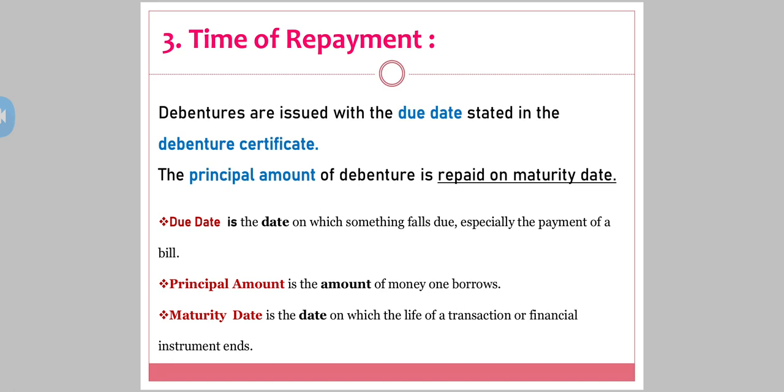And the maturity date is the date on which the life of a transaction or financial instrument ends. The due date or the maturity date would be written on that certificate, on which the company is going to repay the money. So in short, what you are supposed to write is: debentures are issued with the due date stated in the debenture certificate, on that proof, on that promise, right? And the principal amount of the debenture is repaid on the maturity date.